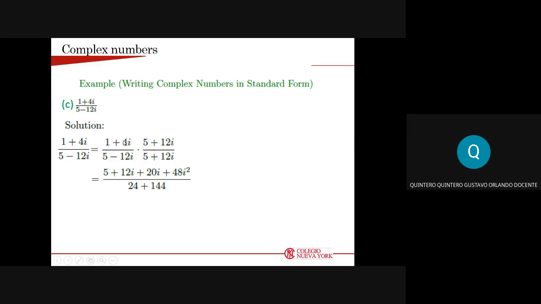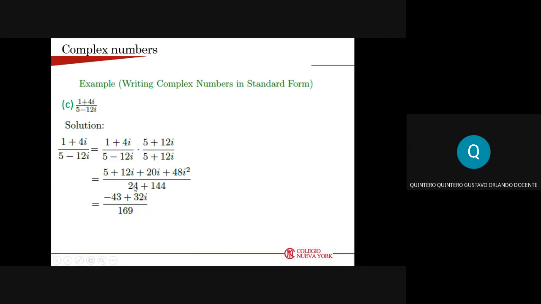On top, I have to do FOIL. 1 times 5, 5. 1 times 12, 12i, right? 4i times 5, 20i. 4i times 12i, 48i squared. In the numerator, I do have to do FOIL. But in the denominator, I don't. All I have to do is do the first term squared, 25, and the second term squared, 144. Always positive. Let's continue. This will be 169 here. 25 plus 144, 169.